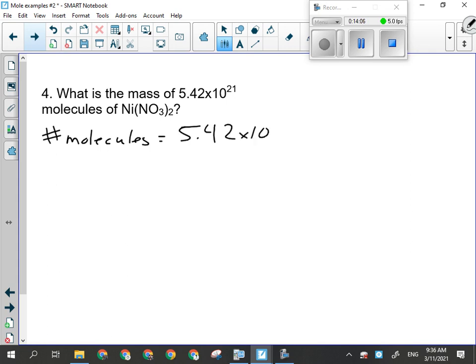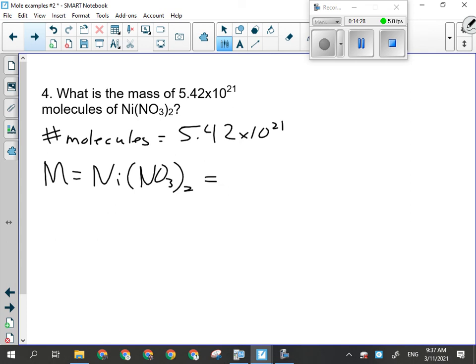5.42 times 10 to the 21. Okay, so less than a mole, significantly less than a mole. And they're telling us the material: nickel(II) nitrate. Now when I'm doing the molar mass for this, I've got to really be careful about counting up my atoms correctly.